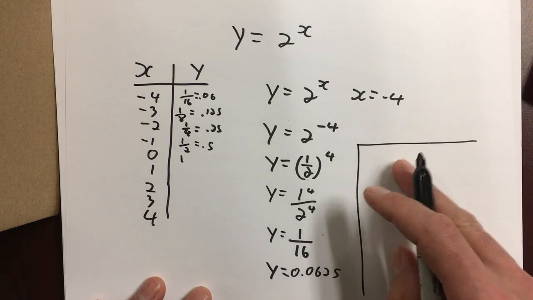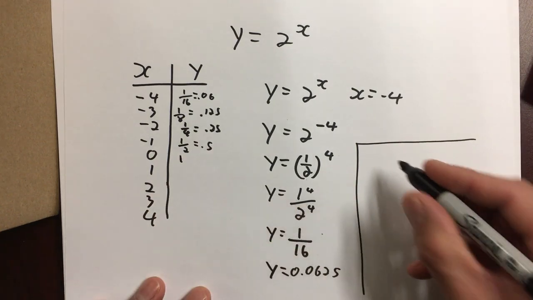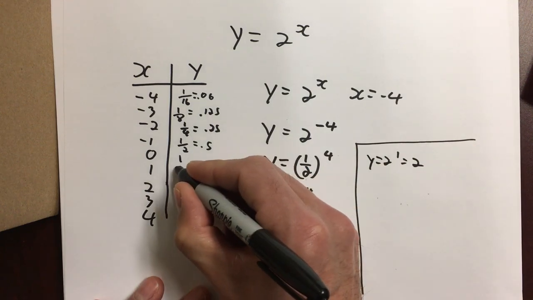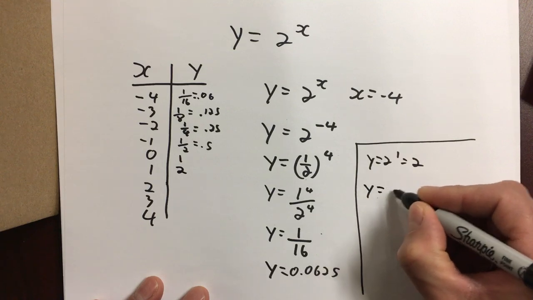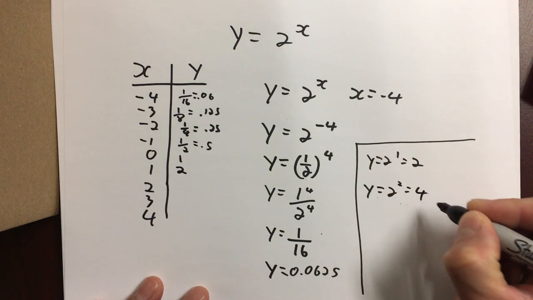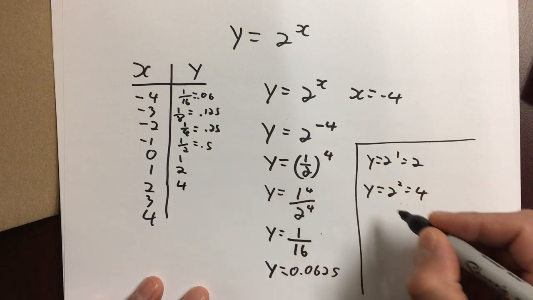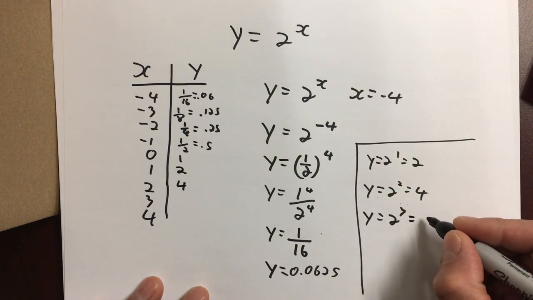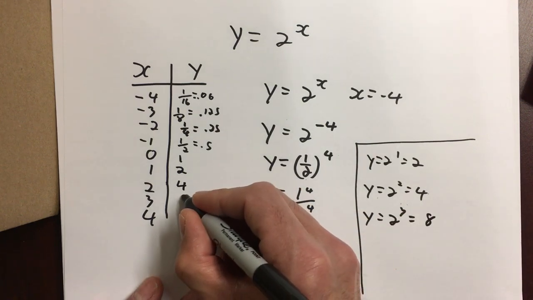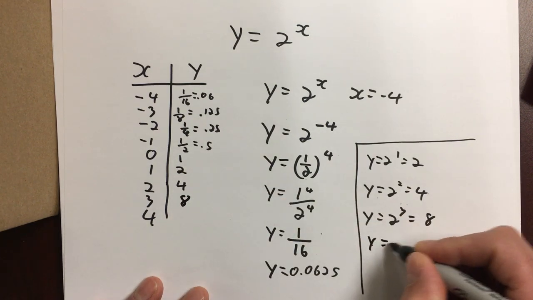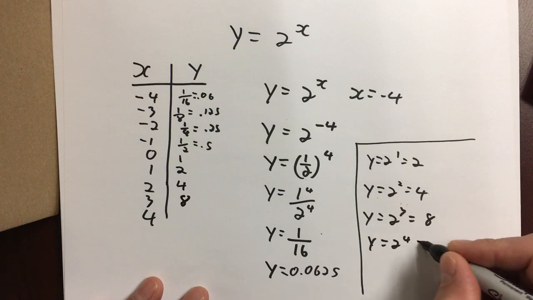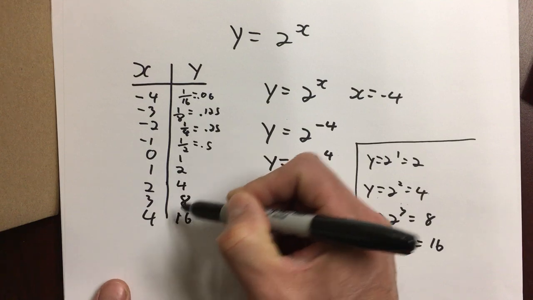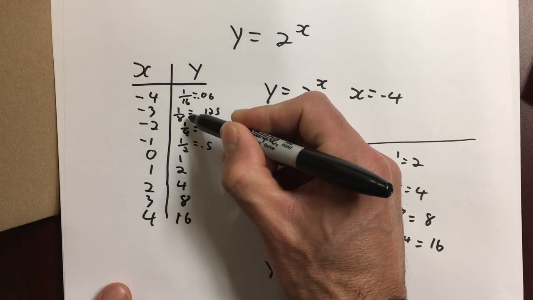Now, just look in this box here. I don't need a lot of room to do these. Y equals 2 to the 1 is simply 2. Y equals 2 squared is 4. Y equals 2 cubed is 2 times 2 times 2, which is 8. And y equals the fourth power of 2 is 16. Notice these numbers are the same as the denominators. That's the bottom of these fractions here.